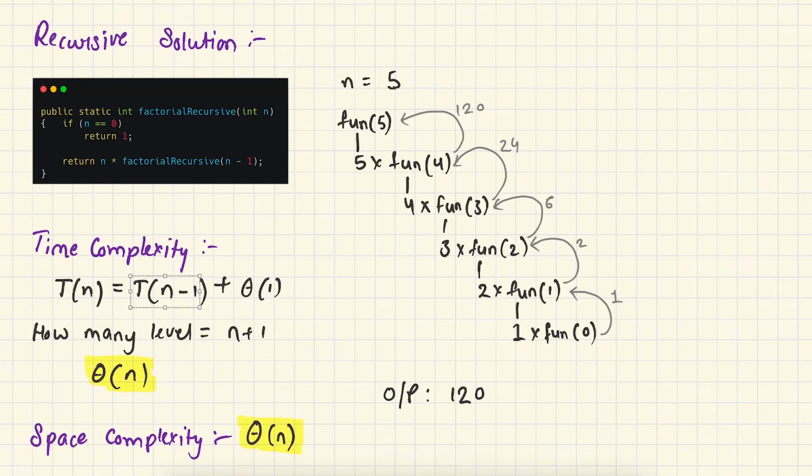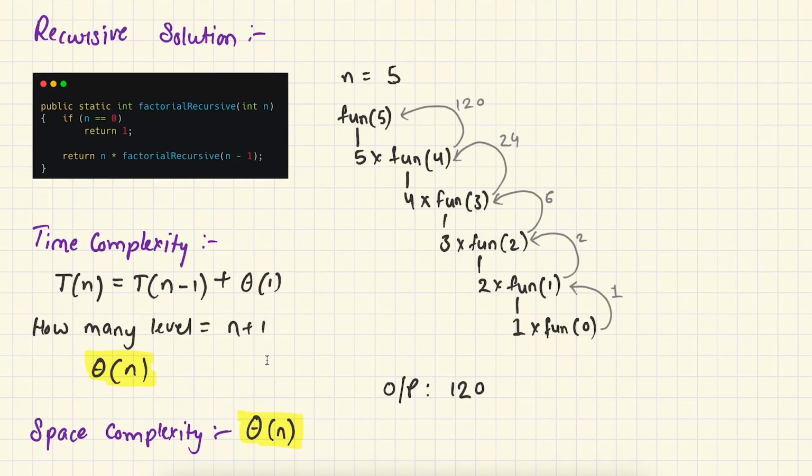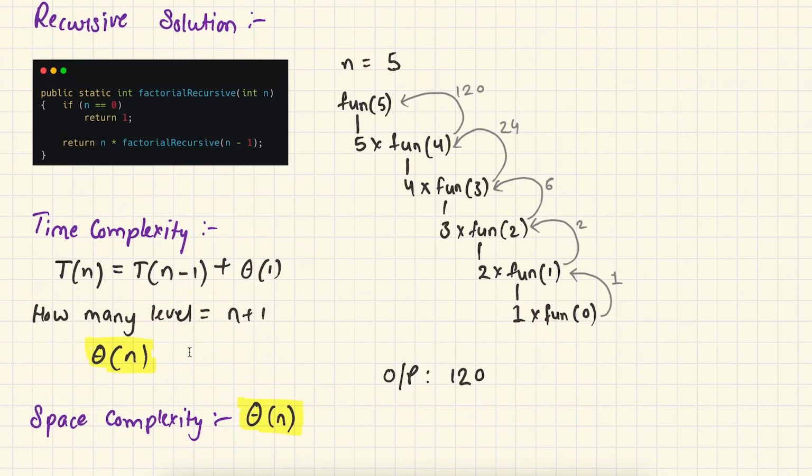Now let's see how many levels we have in this recursive call. So if n is equal to 5, then we are going from n to 0. So from 0 to 5, it has 6 levels, right? So we can say that the number of levels in this recursive call is going to be n plus 1. So the time complexity of this recursive call is going to be theta of n. We ignore the constant here because we do not care about constants in asymptotic analysis. So we could say the time complexity of this recursive solution is theta of n.